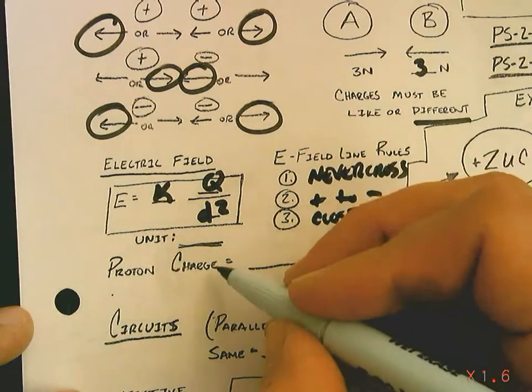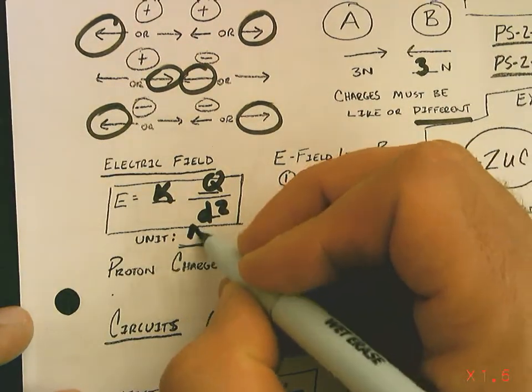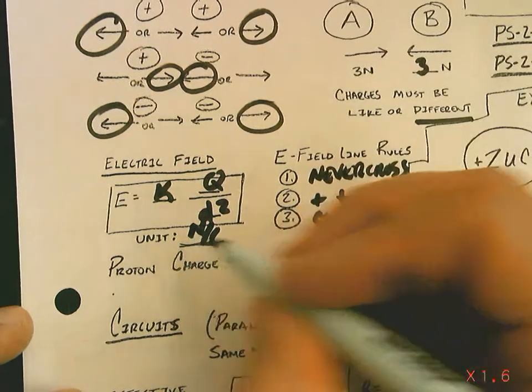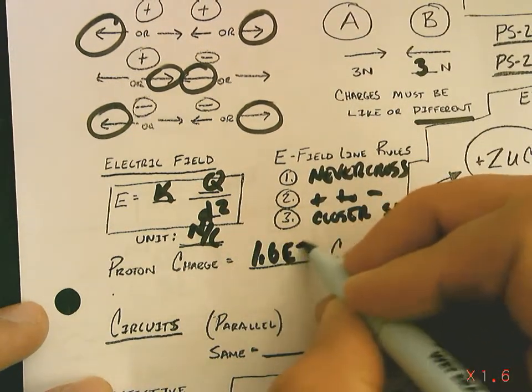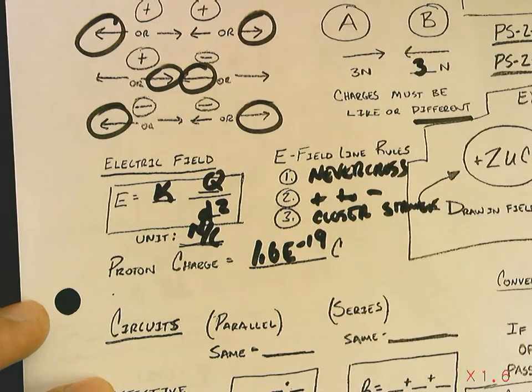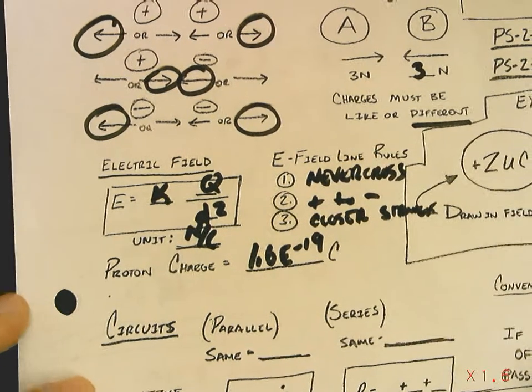Charge of a proton, also known as a test charge. Oh, by the way, this is newtons per coulomb. It's a force field ratio of force per charge. Charge of a proton, 1.6e negative 19 coulombs. That's our test charge. We're going to use that here in this problem.